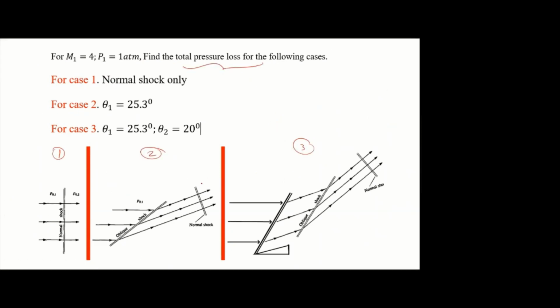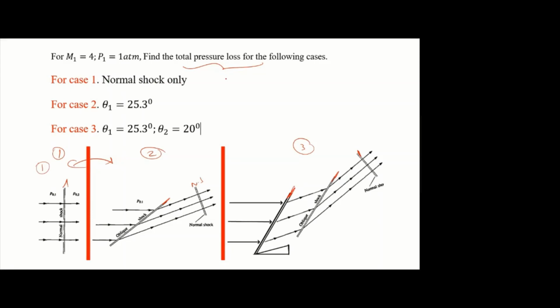For that we have to find the total pressure loss. Here first case they are taking only the normal shock. Second case multiple shock system. First oblique shock, then followed by the normal shock. The third case 2 oblique shocks, then finally normal shock. Like that they have given. So first we will try that first case. It will be very easy.